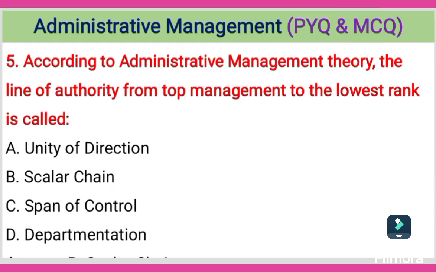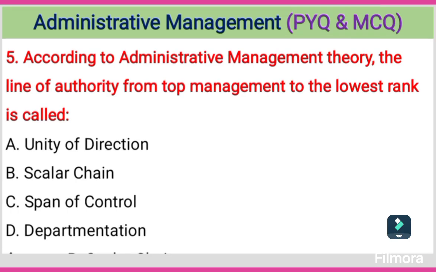Next question is, according to administrative management theory, the line of authority from top management to the lowest rung is called the A. Unity of direction, B. Scalar chain, C. Span of control, and the D is departmentation. The right answer is scalar chain.